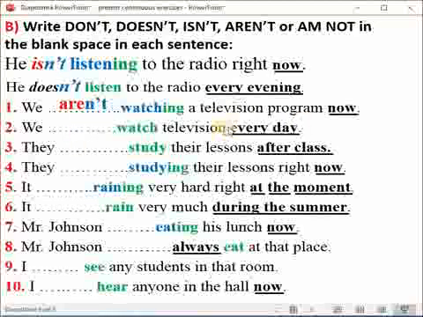The second one, here we have every day, so simple present, it means don't or doesn't. Because we have we, we are going to use don't, of course. We don't watch television every day. They don't study their lessons after class. So here this is a habit. From the context we know that this is their habit not to study their lessons after class.